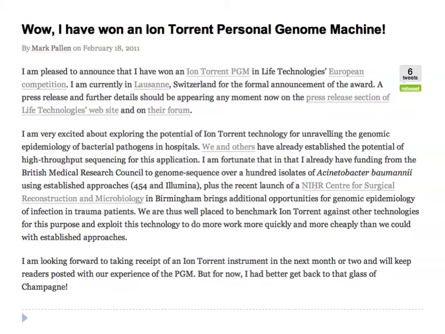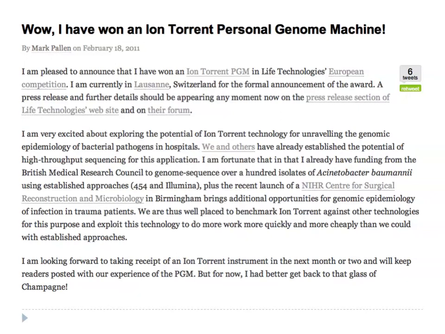Another more recent development was that back in February, I suddenly discovered I'd won a new instrument. We had the 454 for a couple of years. Then Ion Torrent, a company based in the US, announced that they were bringing out a new instrument that was cheaper and quicker than the 454. I chanced my hand and thought, oh well, I might as well fill in the form. They wanted to have a competition in Europe to introduce it to Europe. They said they'd give away 2 instruments to people in this competition. So out of 150 entries, I was one of the 2 lucky ones that got the instrument.